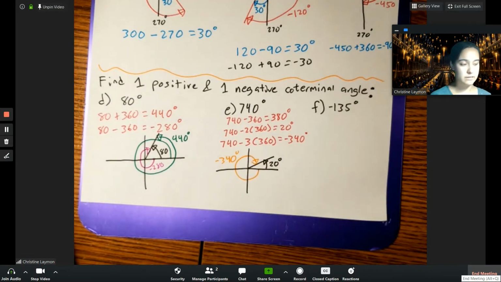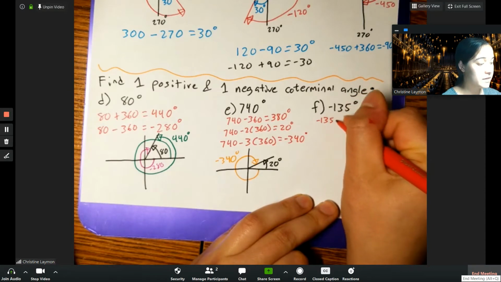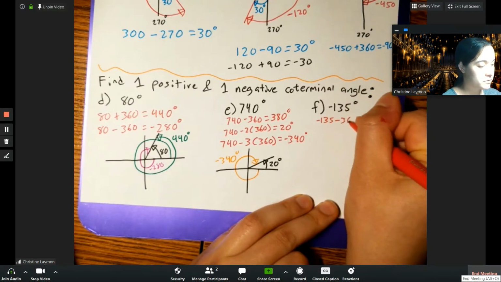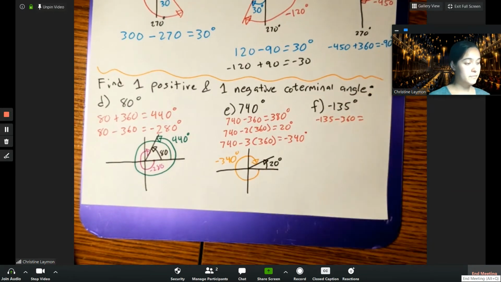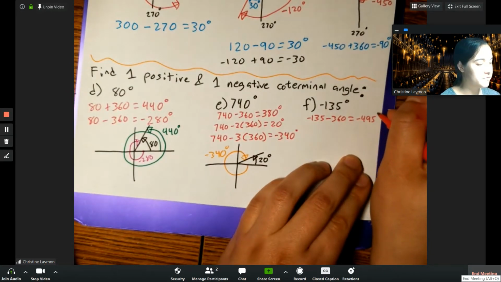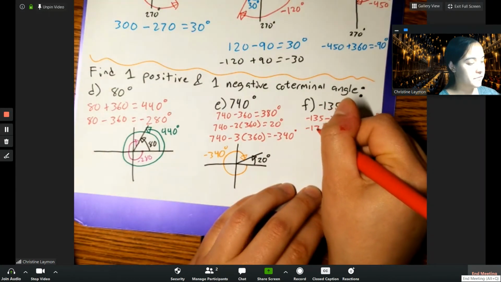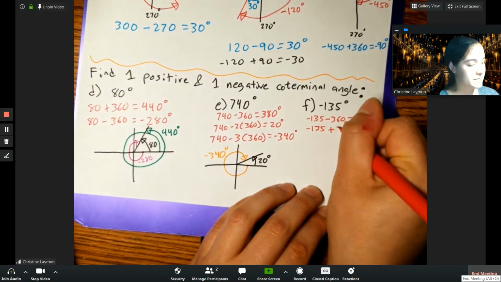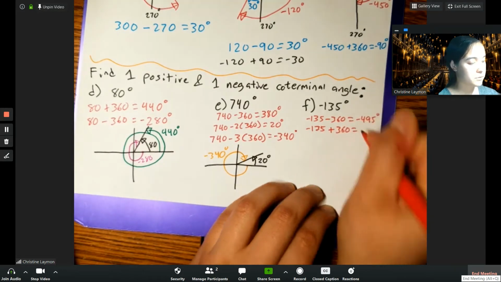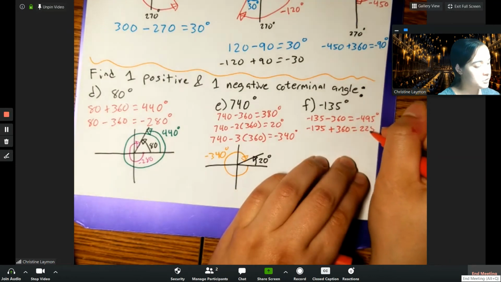And lastly, we have negative 135. So I'm going to do negative 135, take away a full circle. So minus 360. And I'm going to get negative 495 degrees. I'm going to go ahead and do negative 135 plus 360. So again, a full circle, but this time the other direction. And now it's going to get me 225 degrees.